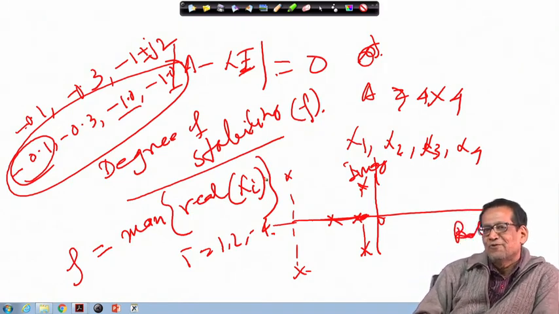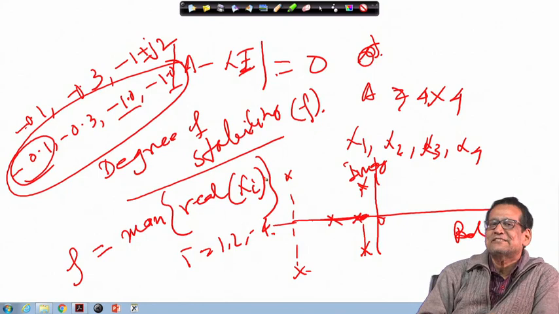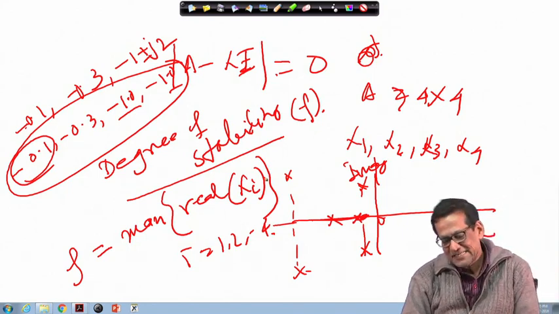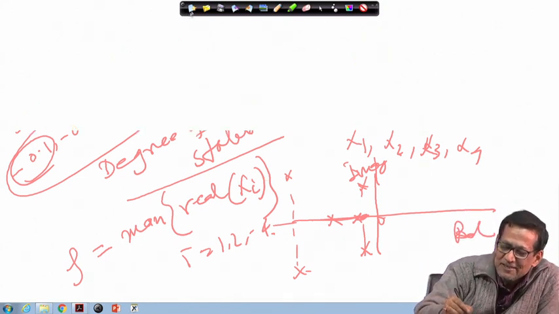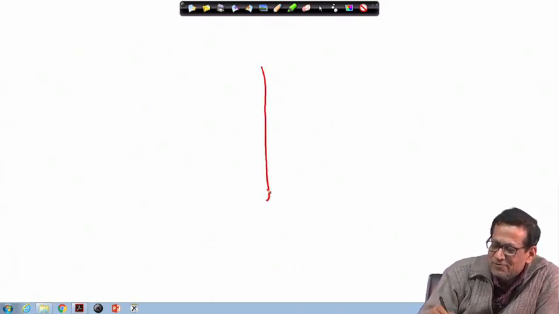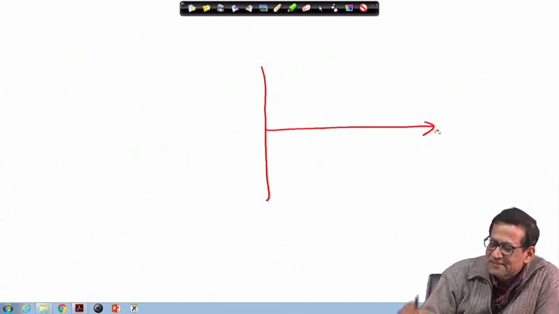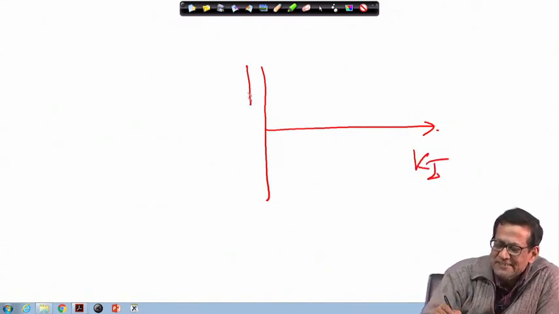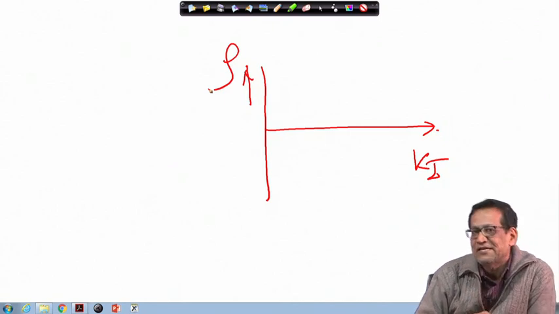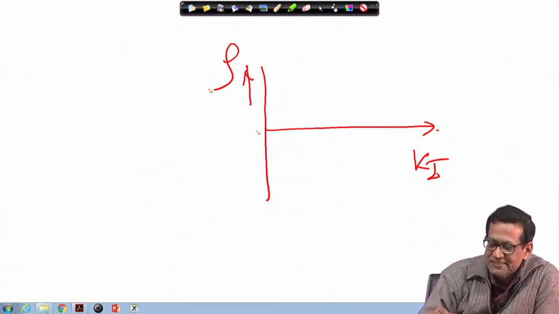That is why you write rho is equal to the maximum of real of lambda i. We take the max of real lambda i because it is the eigenvalue which is very close to the origin, and our objective is to push that eigenvalue away from the origin such that the system will become stable. So in that case, suppose this is my k I values, because A is a 4 into 4 matrix, and this is my rho, that is the degree of stability, right. And this is the origin.